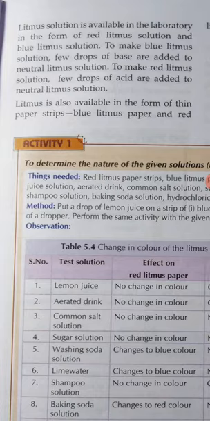So with the help of the natural litmus solution, the red litmus solution and blue litmus solution that we find in the laboratory, or at the same time the red litmus paper or the blue litmus paper that we also find in the laboratory, with the help of this litmus we can identify a medium, whether it is basic or acidic.